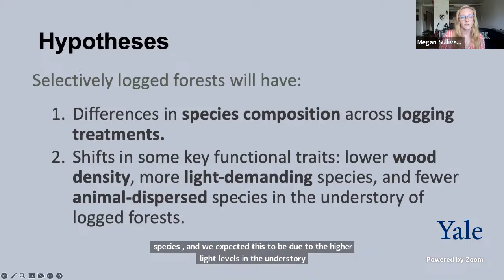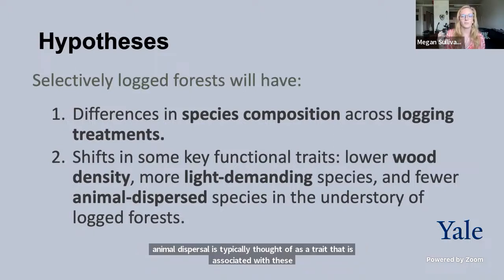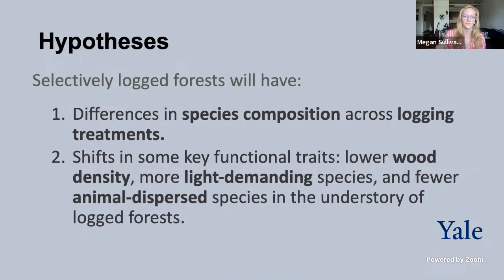We also expected there to be fewer animal dispersed species in the understory of logged forests. First of all, because animal dispersal is typically thought of as a trait that is associated with these dense wooded, slow growing shade tolerant species, and also because animals may be negatively impacted by logging activities when logging is occurring and immediately after, so this could reduce animal dispersal in logged forests.